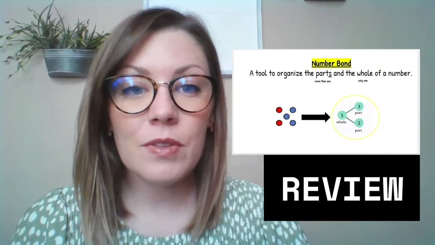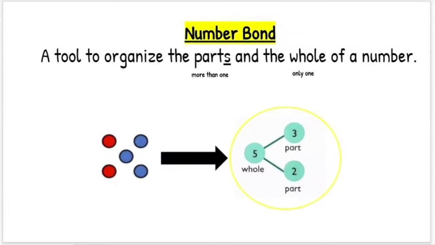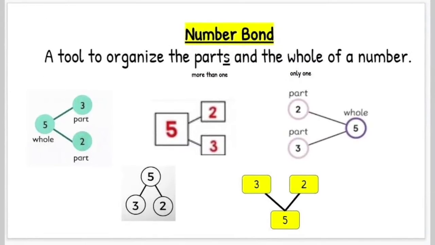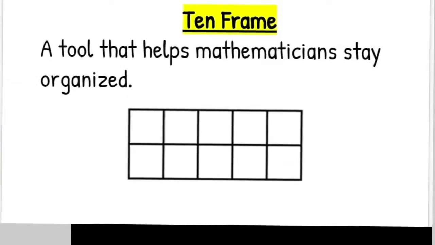Another review word, number bond. This is a tool that we will be using today with our lesson. It's a tool to organize parts and the whole of a number. Number bonds can have all different kinds of looks. So even though these number bonds look different from one another, they're still number bonds. And here's that tool, the 10 frame, to help us stay organized.